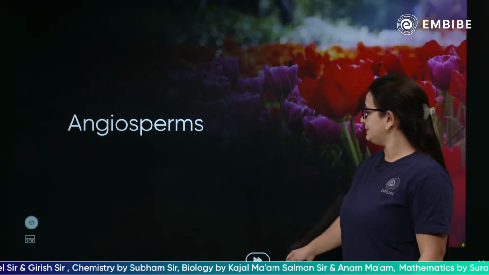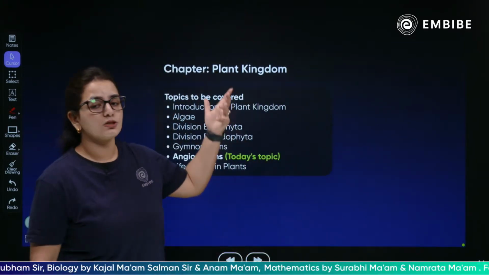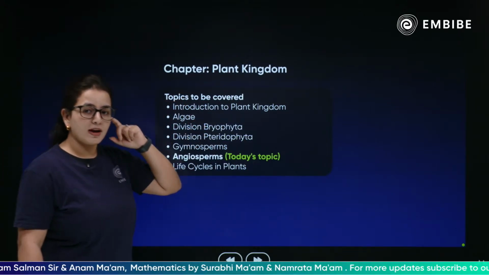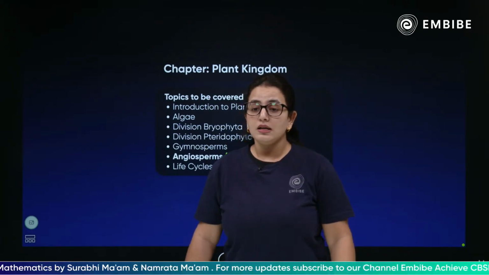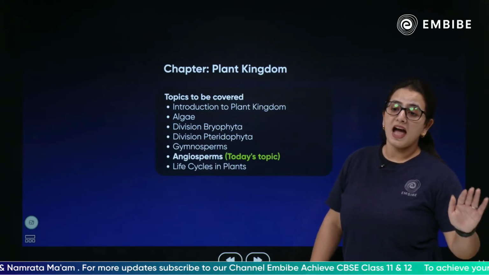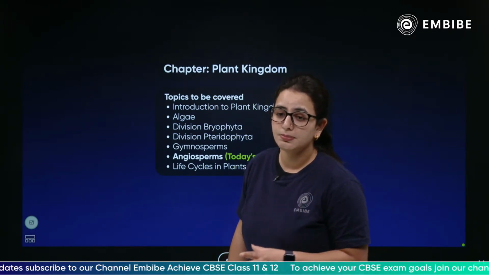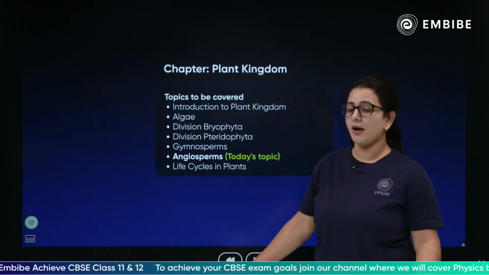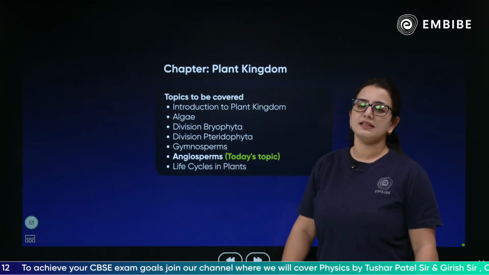Let's see what we have. Chapter Plant Kingdom: as you know, children, we have already completed these topics from this chapter: introduction to plant kingdom, algae, division Bryophyta, Pteridophyta, and gymnosperms. As you know, algae, bryophytes and pteridophytes are cryptogams. They do not have seeds. We have discussed gymnosperms, which are the first seeded plants but have naked seeds. Today we are going to discuss the most advanced family, the angiosperms, and after this we are going to have a short session about the life cycle in plants.